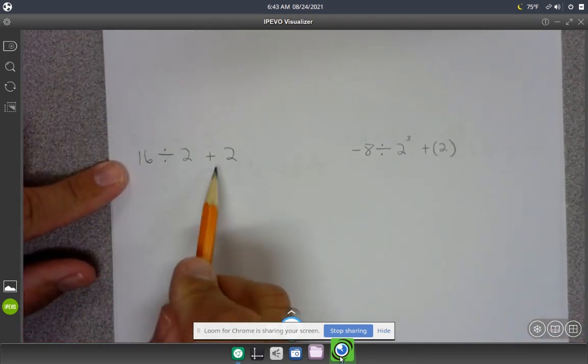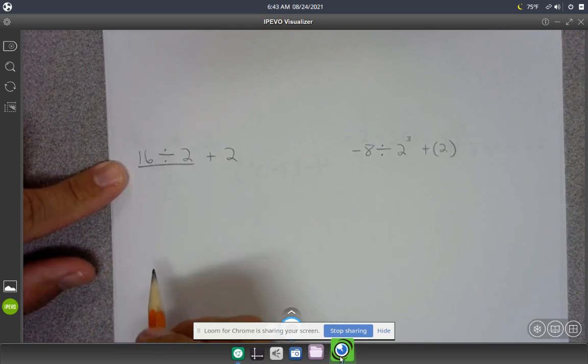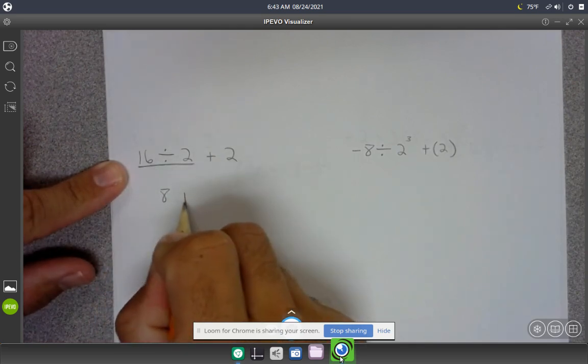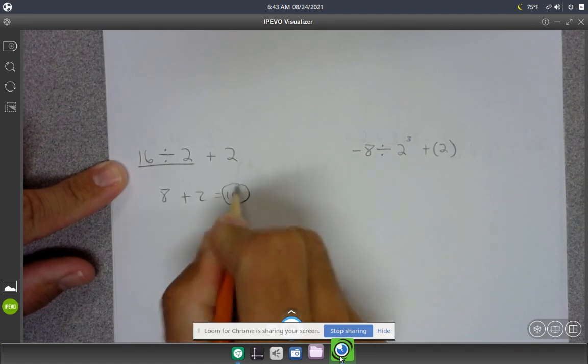All right, next up, we've got a little division before we add. So that's going to give us positive 8. And then 8 plus 2 is equal to 10.